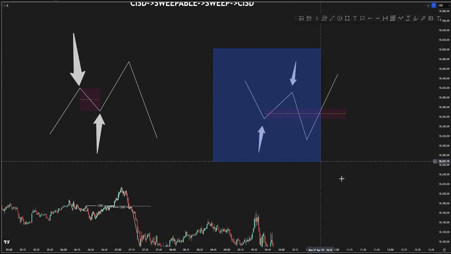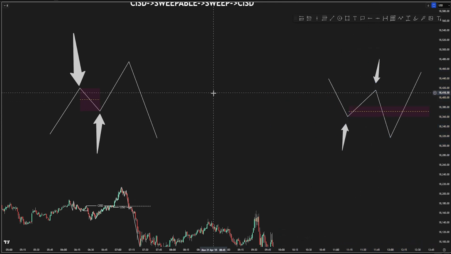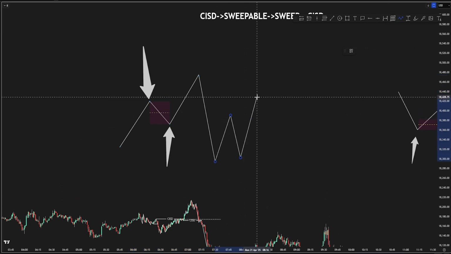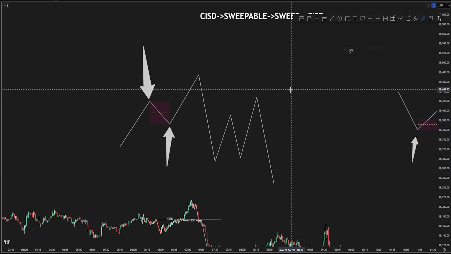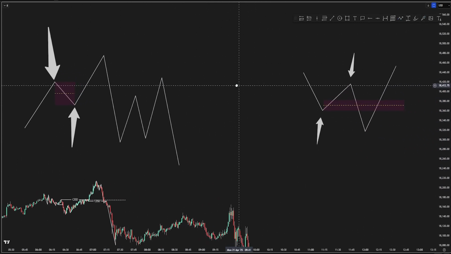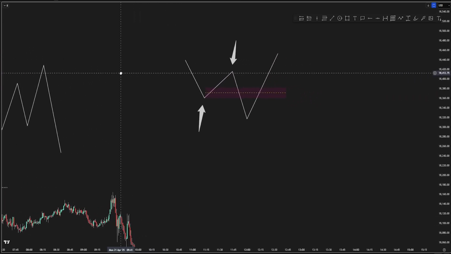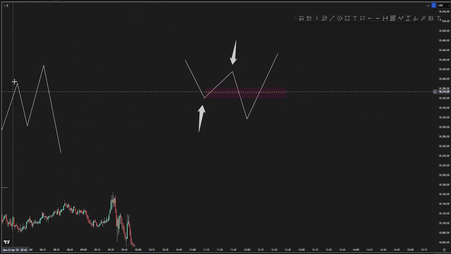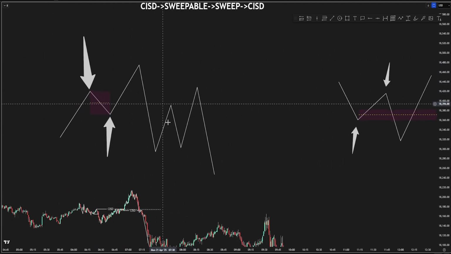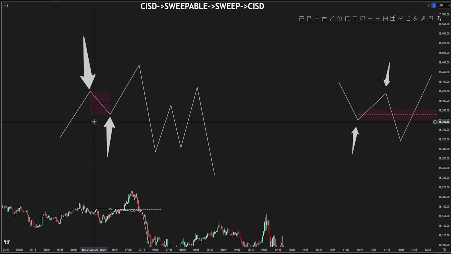So let's move this to the side. So a sweepable will be, once we have the change in state of delivery, we then form a high, a low, run the high, and we have a second change in state of delivery. So let's crop out this image for a second. And what does it look like? Looks like a regular breaker. Low, high, higher high, lower low. But it's a breaker that forms from a breaker.